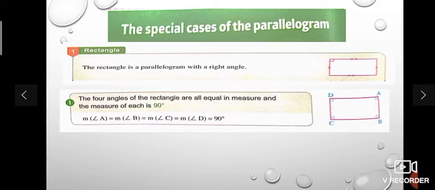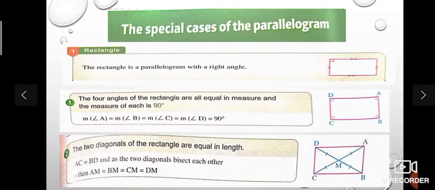Property number 2, the two diagonals of the rectangle are equal in length: AC equal BD. And the two diagonals bisect each other: AM equal MC, BM equal DM.